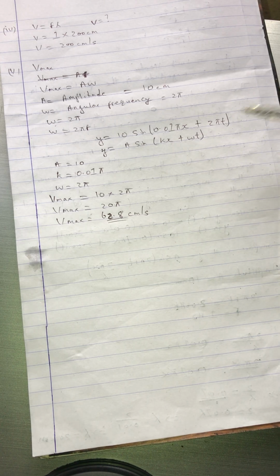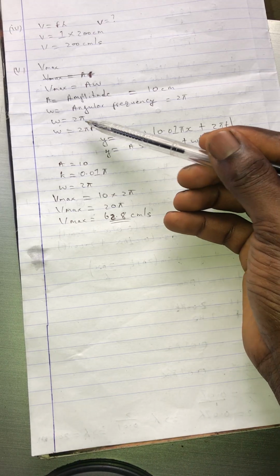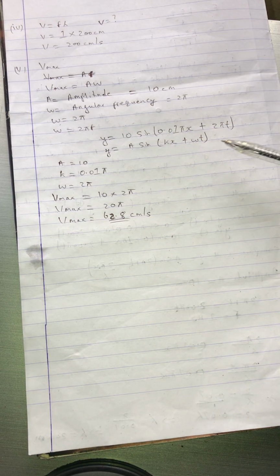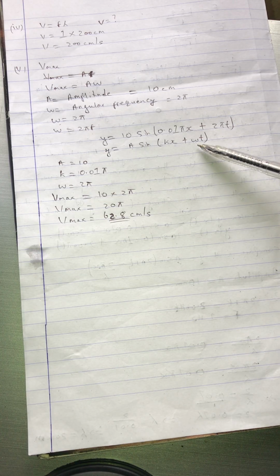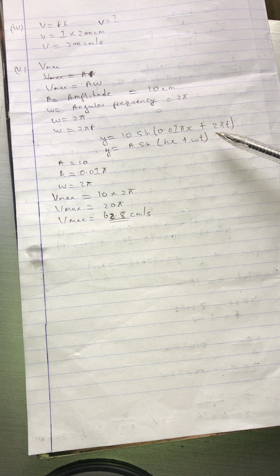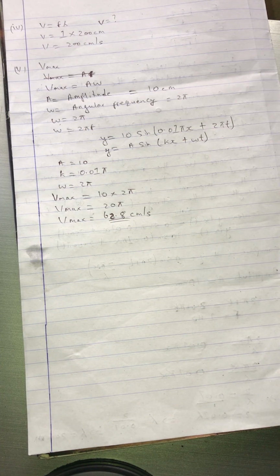No, I'm just giving the reason why we use 2π. Omega is actually 2πf, but we are using 2π. Why? Because we compared it. We have 2πt, and in the one we are comparing it with, we have ωt. That means your ω is actually 2π. So that's why we are using 2π in our formula. So now we move to the last question.